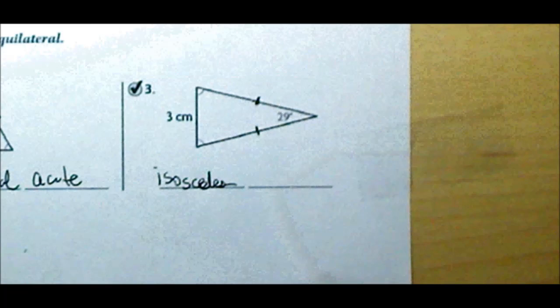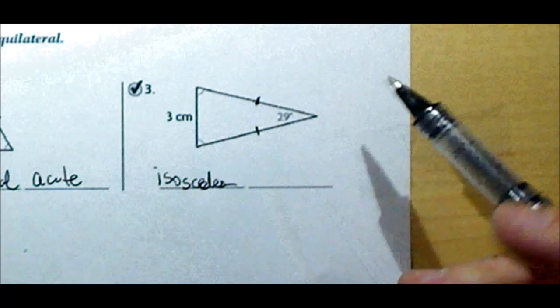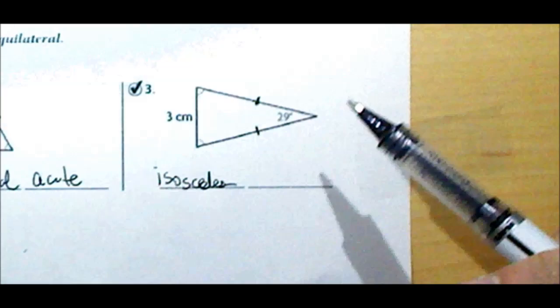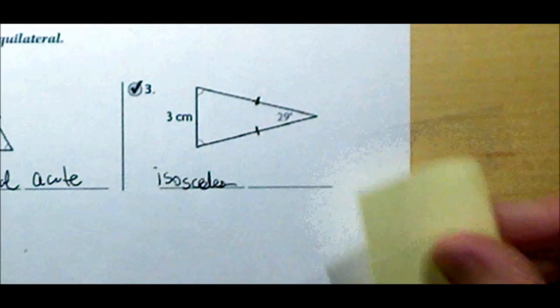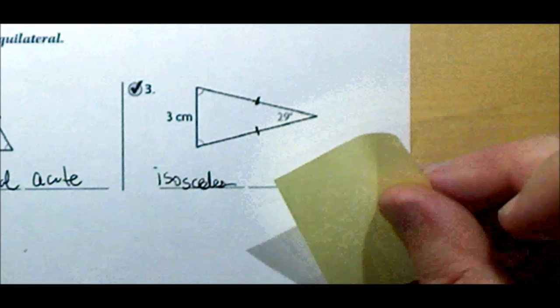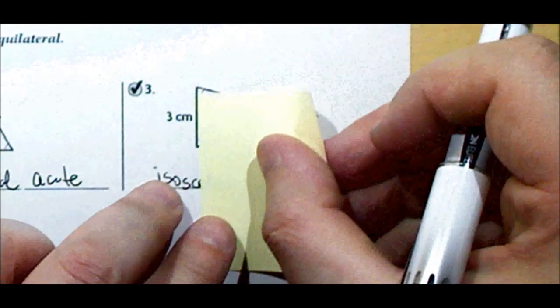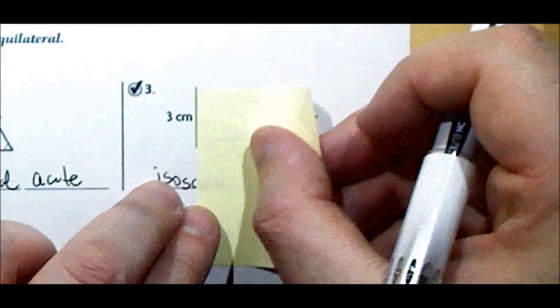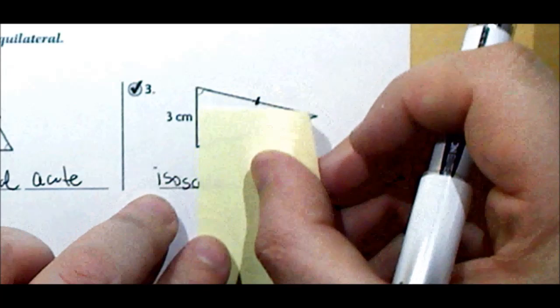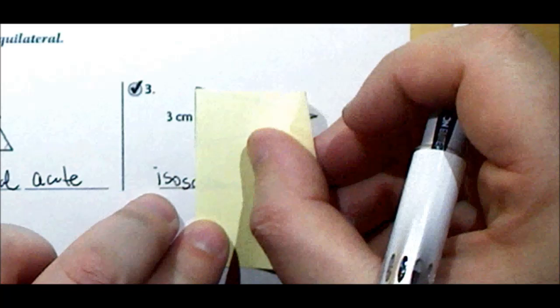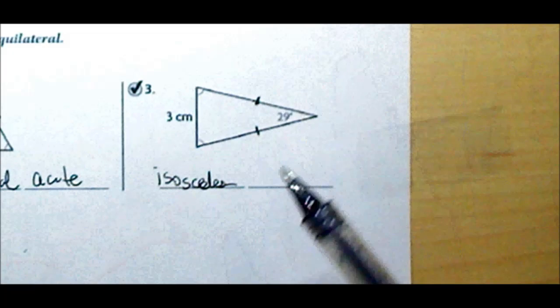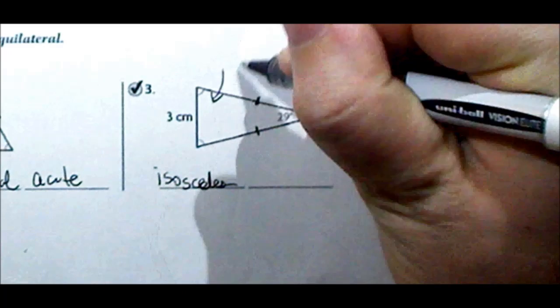Now let's look at these angles. This one is 29 degrees, so this is obviously less than 90 degrees. If I'm not sure about these other 2, what I can do is put a little piece of paper or Post-it note here, and I can see that this 90 degree piece of paper is bigger than this angle. Therefore, this angle is less than 90 degrees and it is acute.